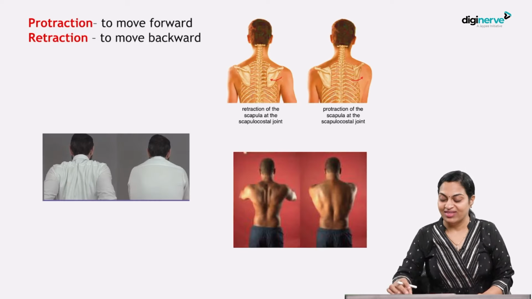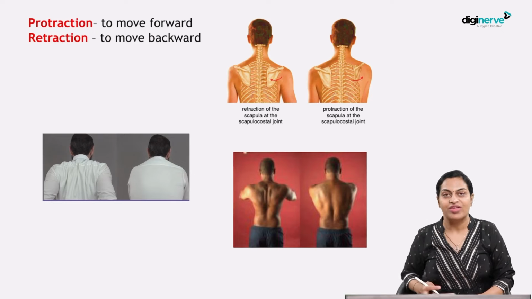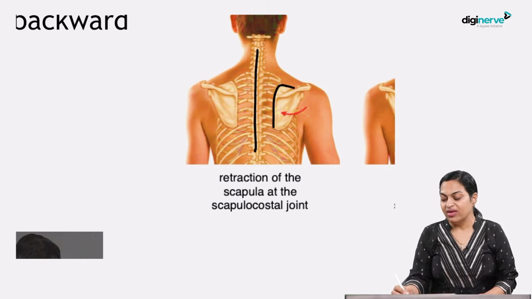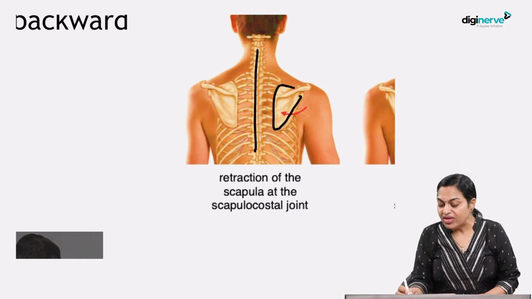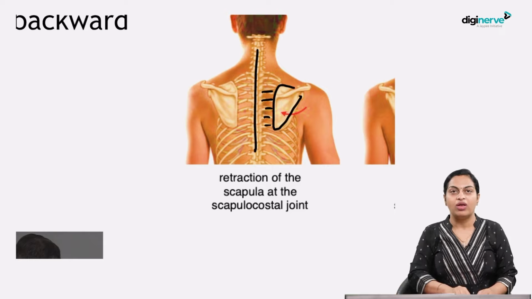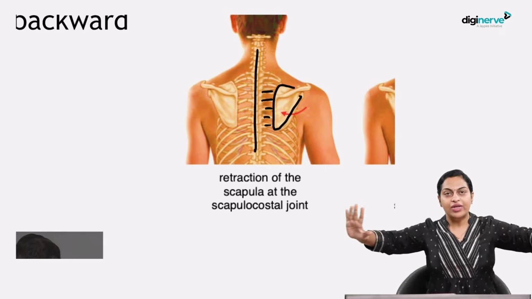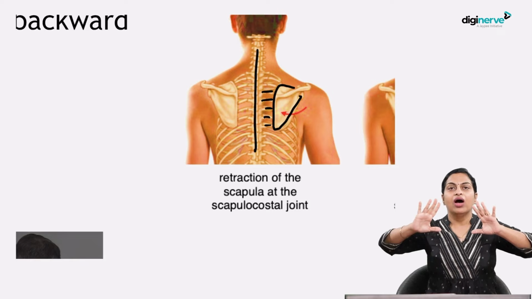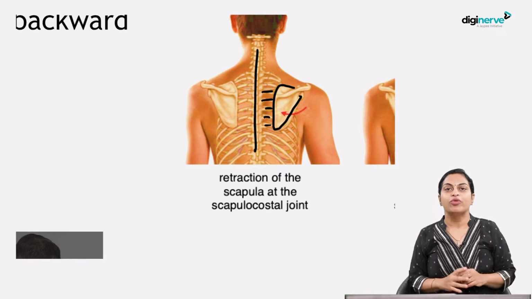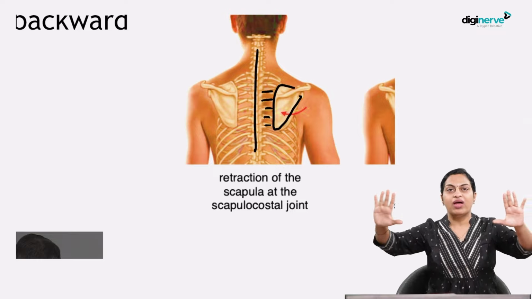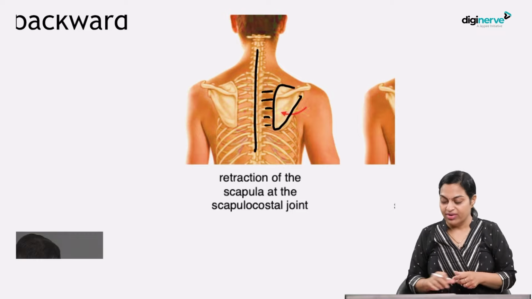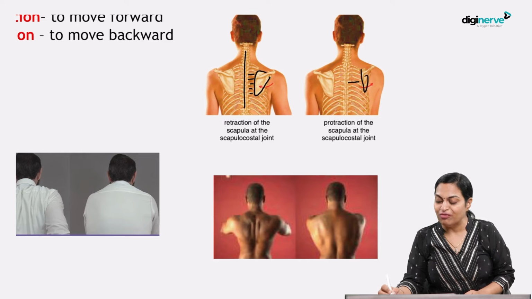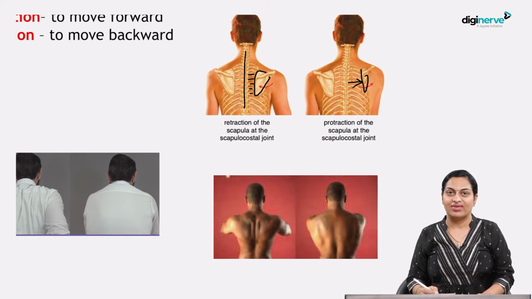Protraction and retraction. This movement is going to be related to the scapula. So you know this is the midline. This is the scapula. You can see these are the ribs attaching to the vertebral column. The scapula can slide over the chest wall. The movement of the scapula away from the midline is called protraction. The movement of the scapula towards the midline is called retraction. Here you can see the scapula is moving away from the midline, it is protracted.